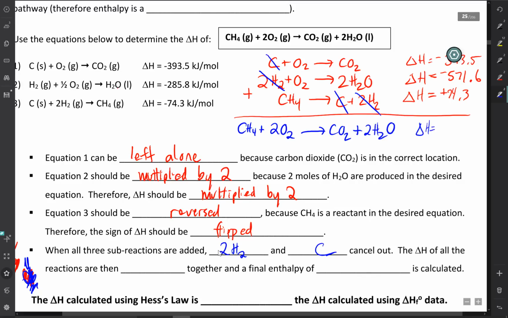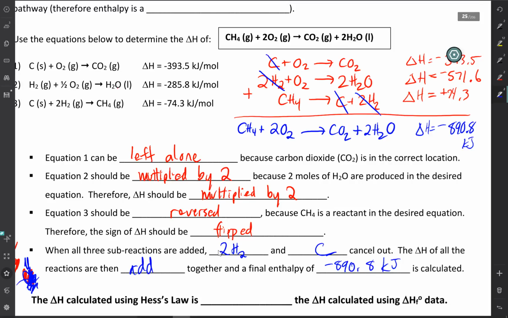I'm going to do the same thing with delta H, add that together, and I end up with about negative 890.8 kilojoules. I'm going to finish this up. We add these together, and we end up with a final enthalpy of negative 890.8-ish kilojoules. And if you were to go back and look at table I, the combustion of methane is provided there, and you end up with basically the same exact number. I think we might have a different digit in the tens place, but probably caused by rounding and stuff like that.